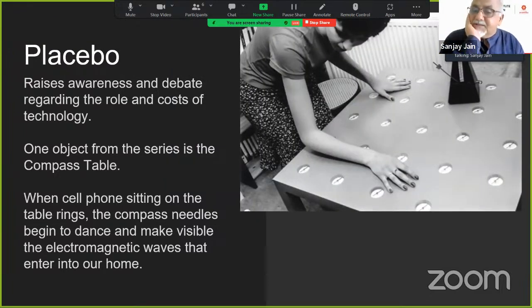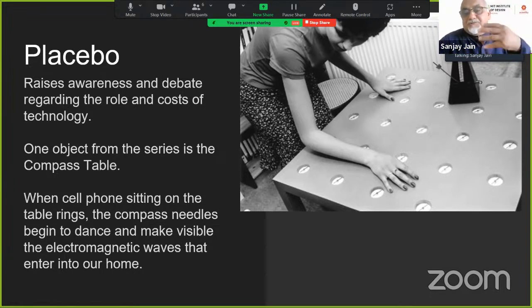This is another very interesting product, which is raising awareness and creating a debate in terms of what is the cost and the role of technology in our lives. What you see is a product called Placebo, which is, in this case, a compass table. So it basically makes you aware that when you are using a cell phone, you cannot see the waves or the energy or the system which runs it. But with this product, when your cell phone rings, the compass needle starts dancing around, and it makes it visible that there is an electromagnetic wave which is at work and has entered your home.